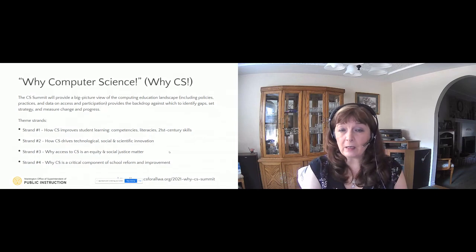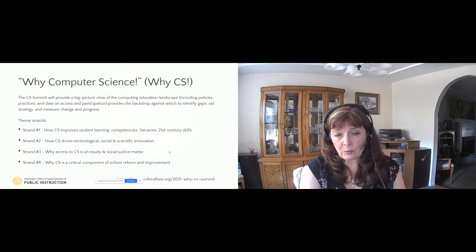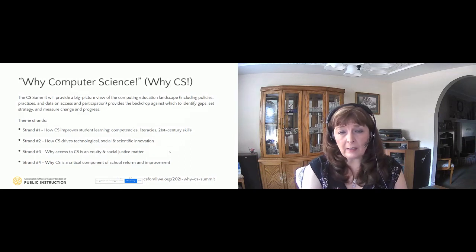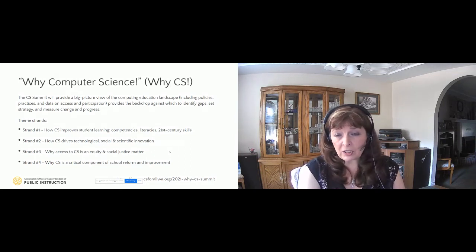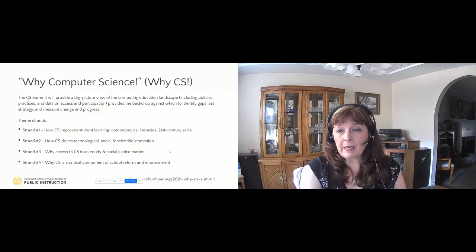Why are we doing computer science? What are the reasons for offering computer science? It's definitely part of school reform. It's definitely part of equity and social justice. So we're going to be looking at those things during the summit.